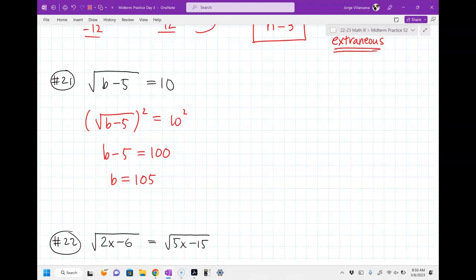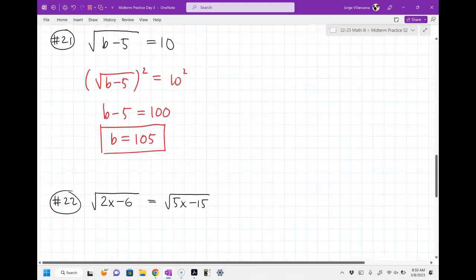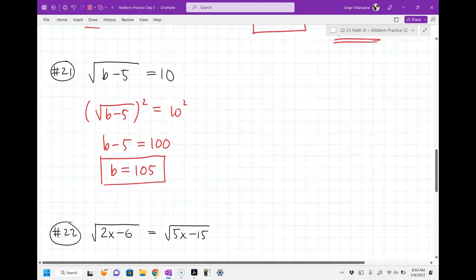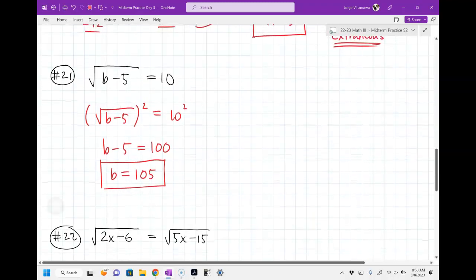If I plug in 105, does it result in 10 equal to 10? Yeah, it does, because 105 minus 5 is 100. The square root of 100 is 10. So it says 10 equals 10. So this is good. This is a good answer. Okay? All right. Moving along. By the way, any questions on that one? Or the previous one? I probably should have asked for that one too.